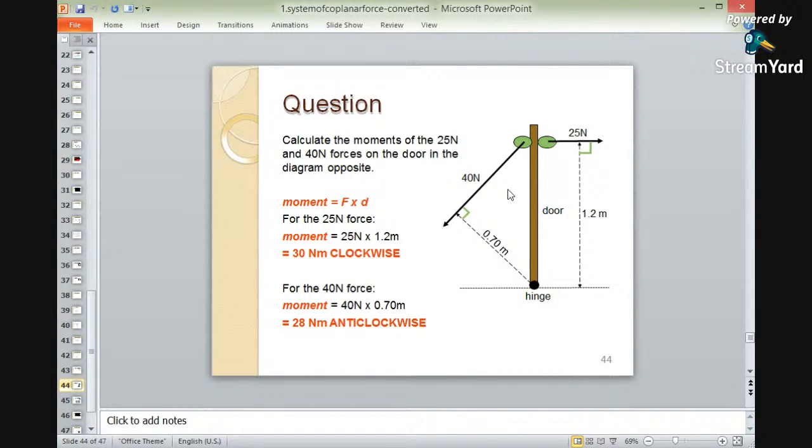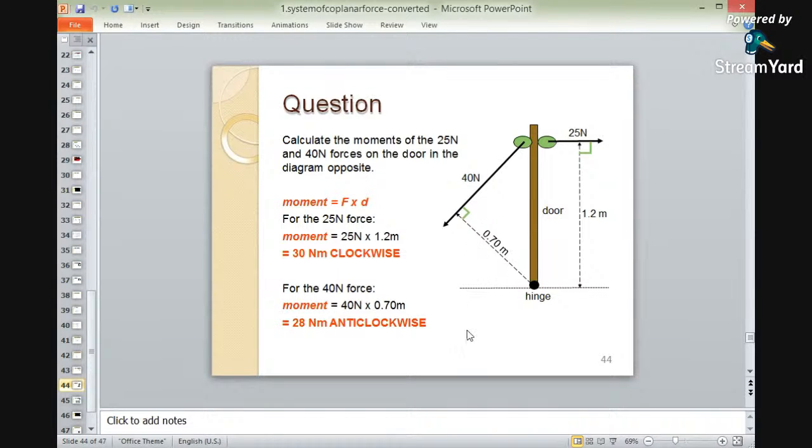Whereas this moment is force into perpendicular distance again, but here it is anti-clockwise. Here a 40 newton force has been applied. It has a perpendicular distance, because this 40 newton force is inclined, and 0.7 is the perpendicular distance. So 40 into 0.7 comes to be 28 newton meters. But it is about this hinge. If we are rotating this about the hinge, then it comes to be anti-clockwise.